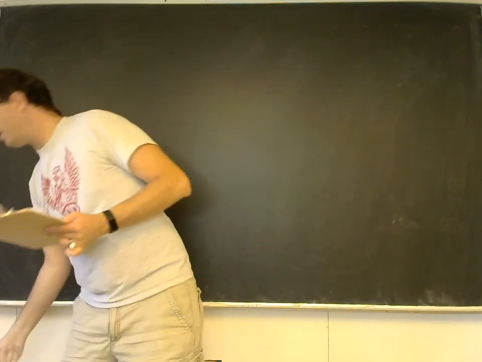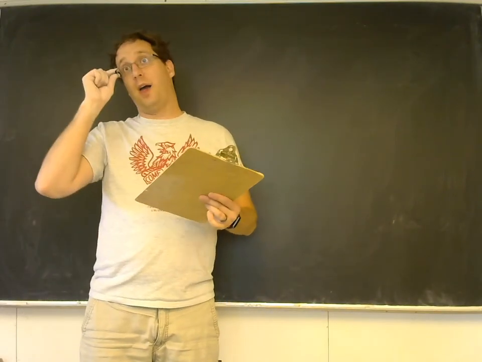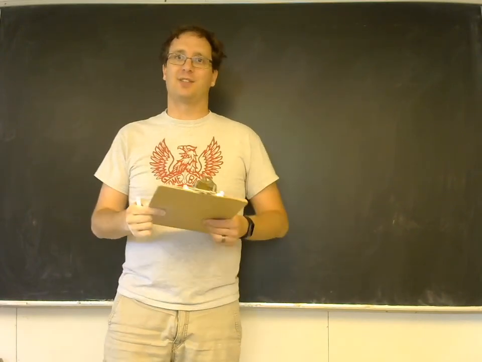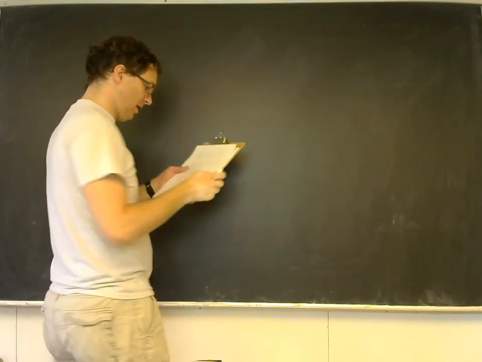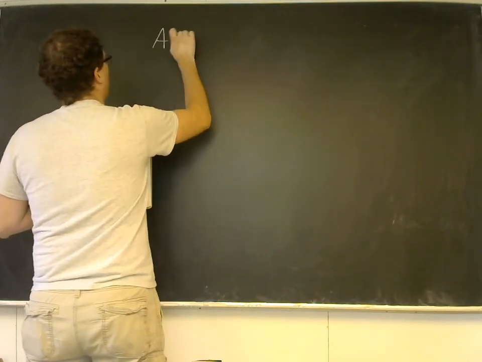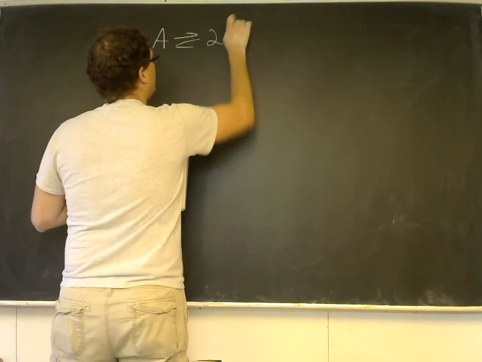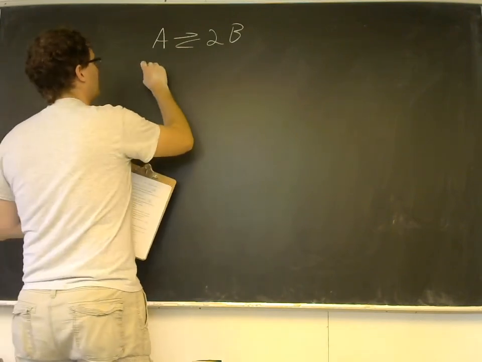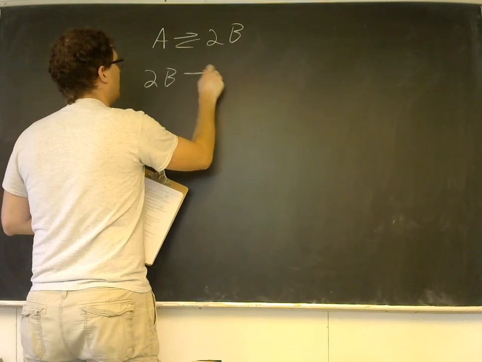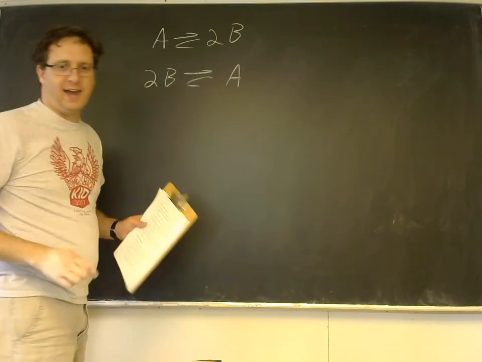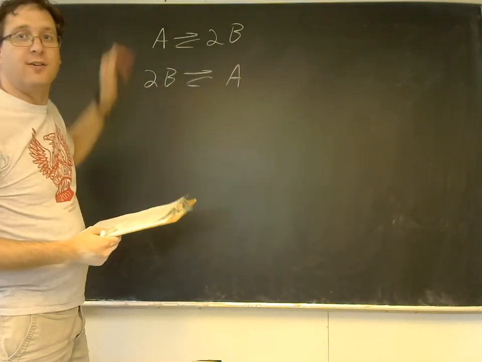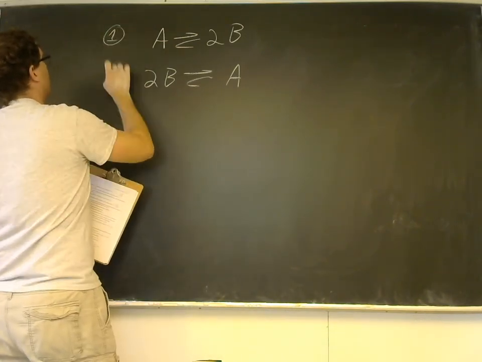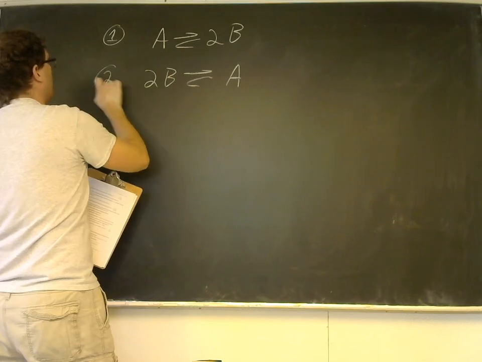Okay, now let's consider how we can relate the equilibrium expressions of reactions that are simple derivatives of each other. So, for example, if I have A in equilibrium with 2B, I could make another reaction which is 2B in equilibrium with A. This is just the reverse of that one. We'll call this reaction 1 and this one reaction 2.